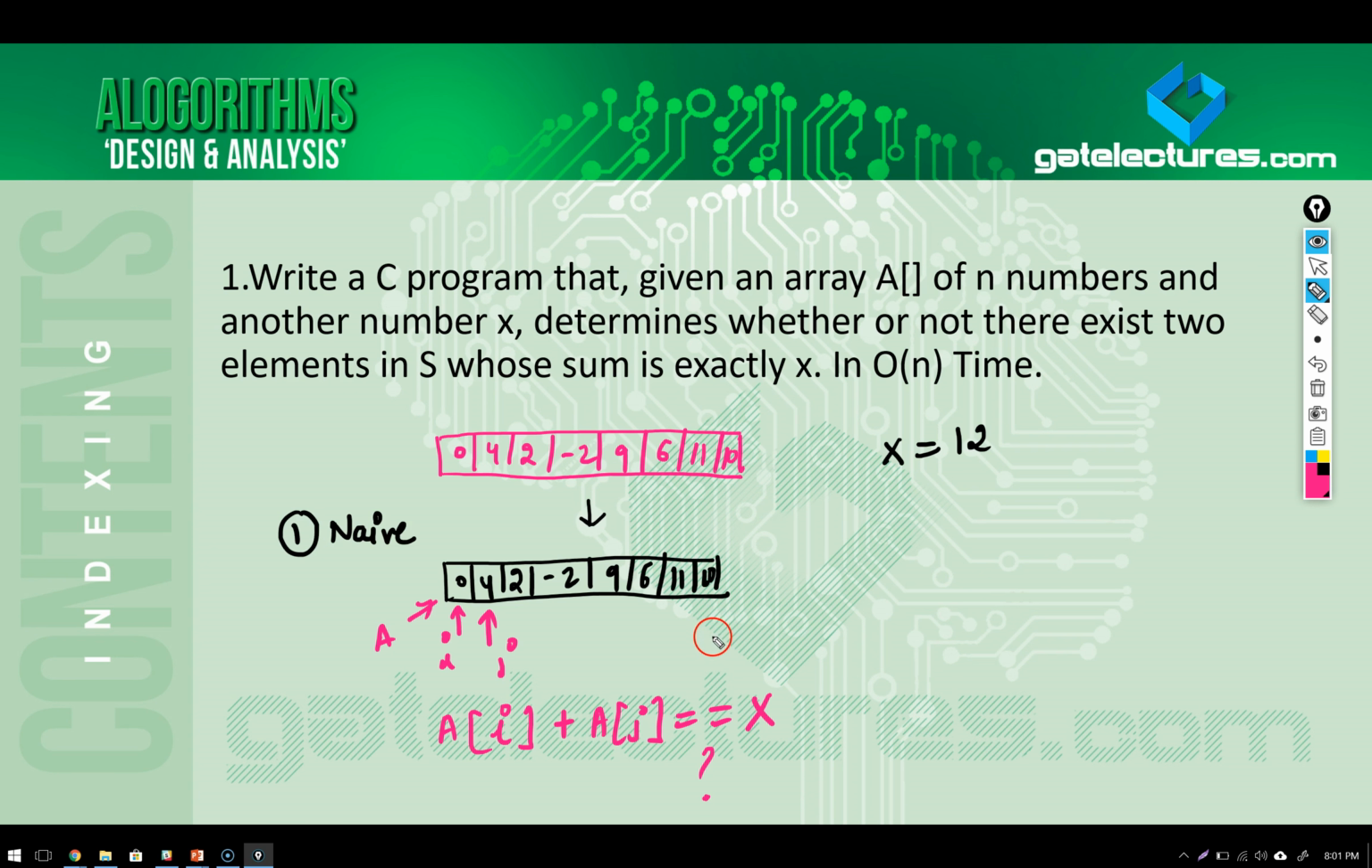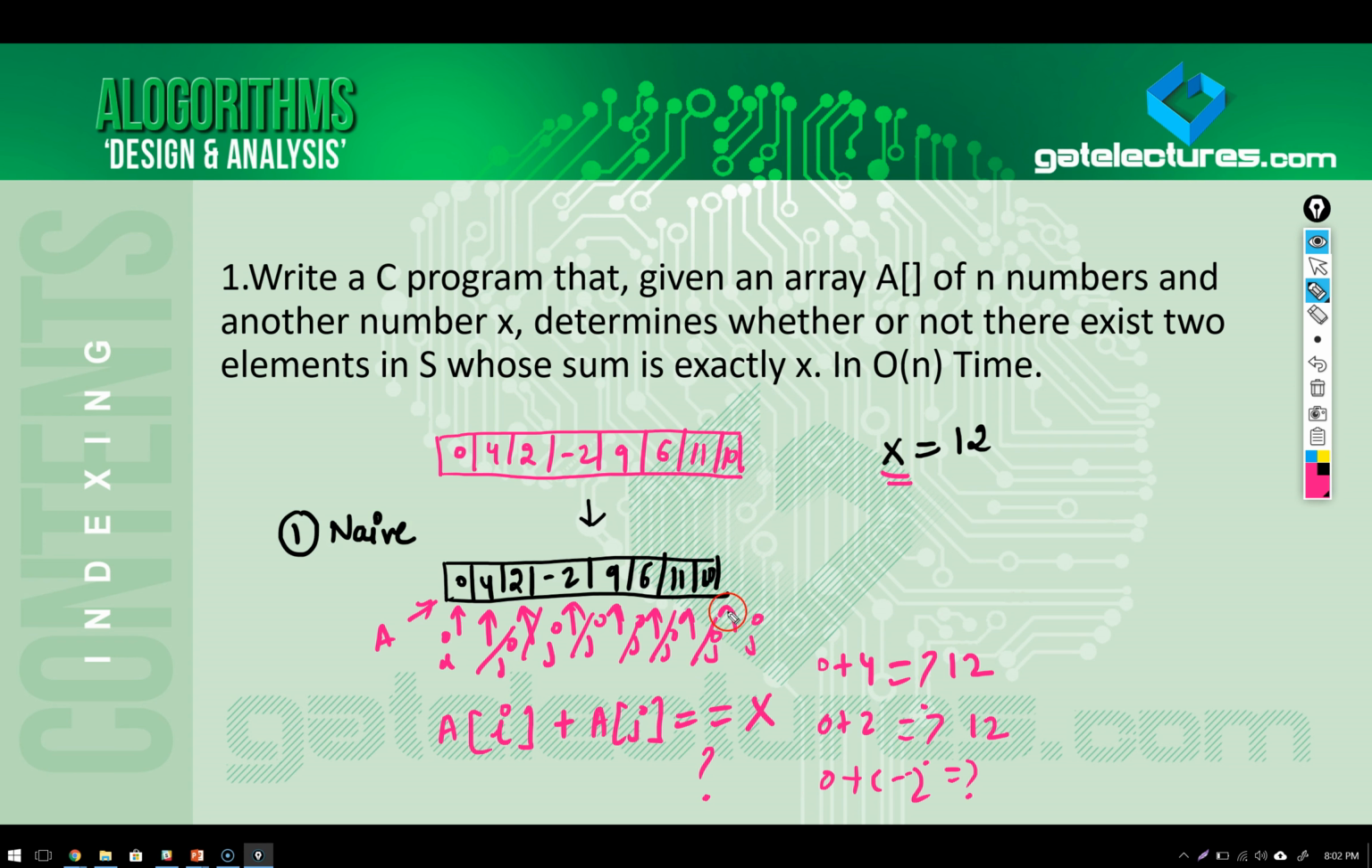What do I mean by this? Let us say x is equal to 12. We are going to check 0 plus 4, whether it is equivalent to 12 or not. As you can see, 0 plus 4 is not equivalent to 12. Then we are going to increment the value of j, and j will come here. Now again we check 0 plus 2, is it equal to 12 or not? Again we know it is not equal, so we increment the value of j. So 0 plus -2, again it is not equivalent to 12. Again increment j. 0 plus 9 is not 12. 0 plus 6 is not 12. 0 plus 11 is not 12. 0 plus 10 is not 12.